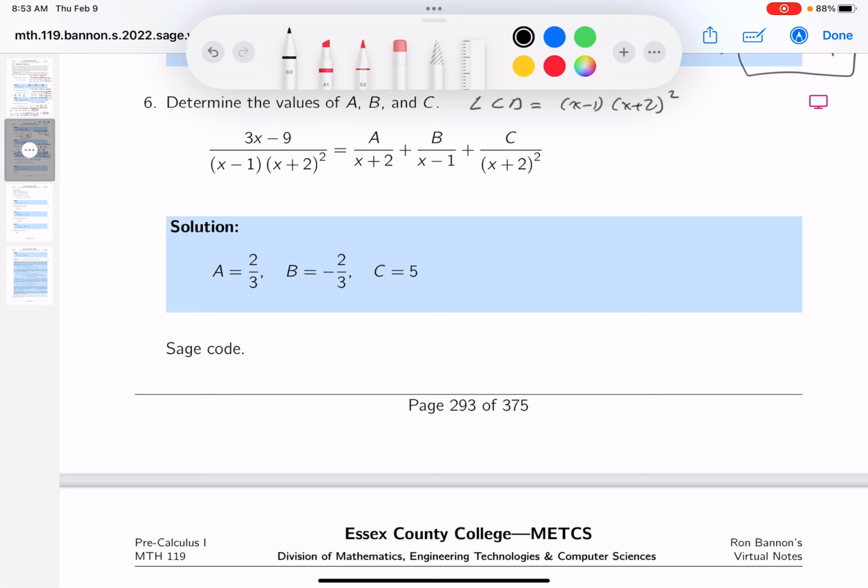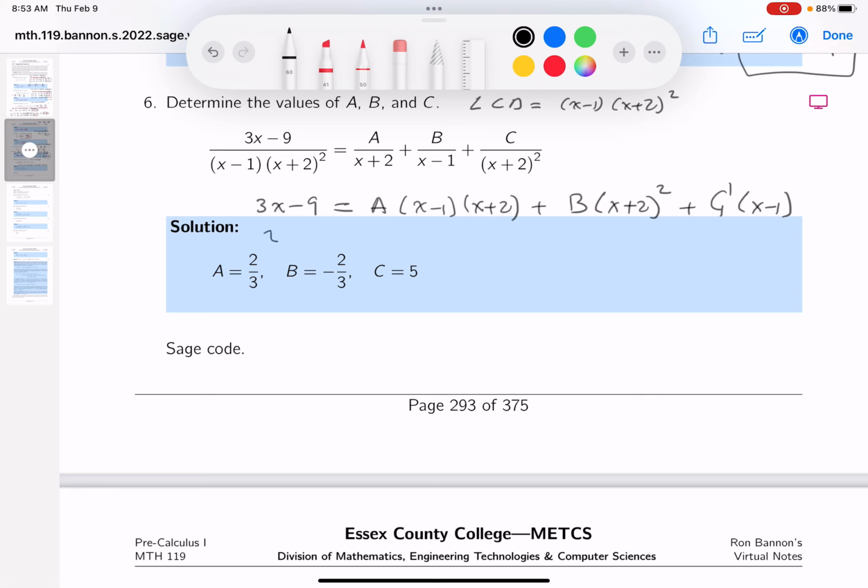If you multiply the left side by the LCD, you get 3x minus 9. Then on the right, for A, one of the factors of x plus 2 would disappear, so you're left with A times x minus 1, x plus 2, plus B. The x minus 1 would disappear, so you're left with x plus 2 squared, plus C. The factor of x plus 2 squared would disappear, and you're left with the factor x minus 1.